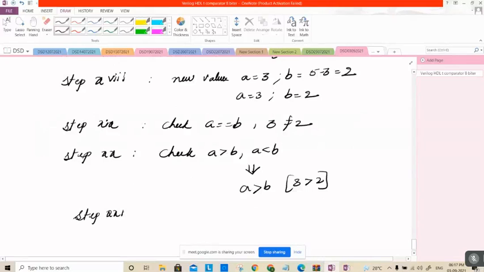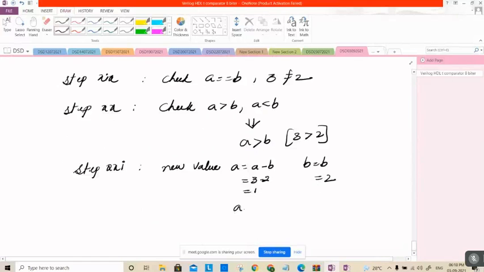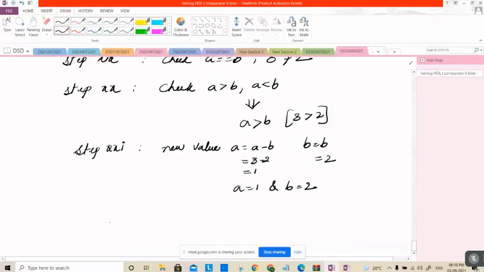Step 21. Now the new value of A. New value of A is equal to A minus B. Right. So this is 3 minus 2, which is equal to 1. Now B is equal to 2. So A is equal to 1 and B is equal to 2. And again the process continues. Now check for A equal to B or not. So 1 is not equal to 2.